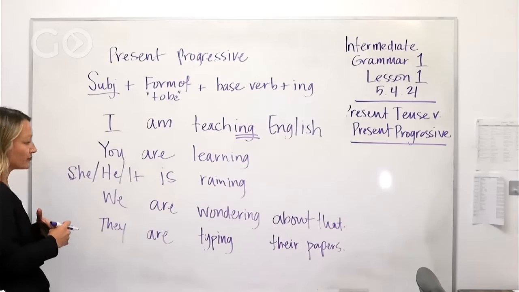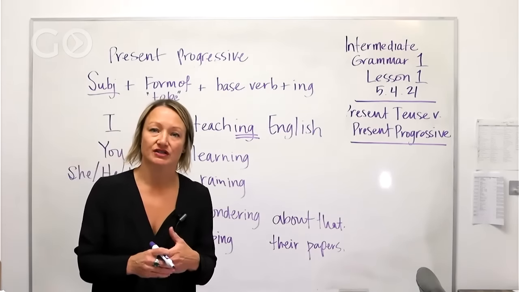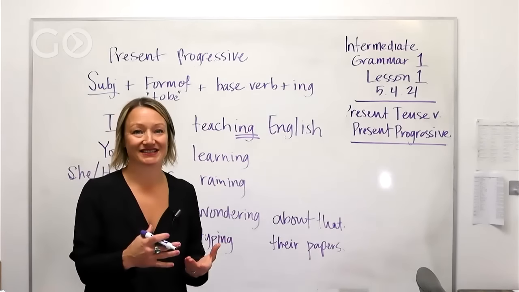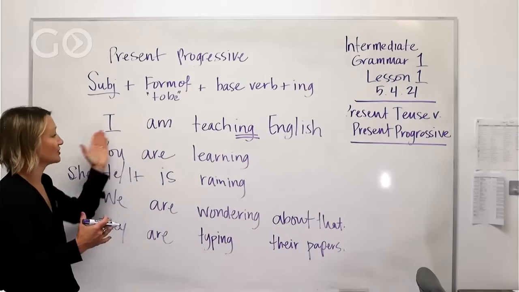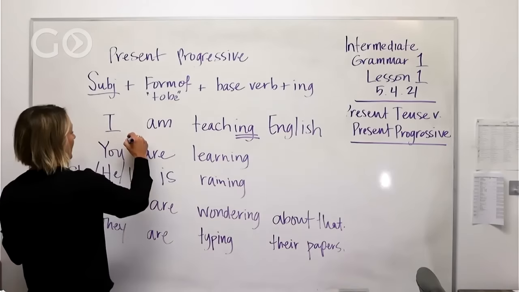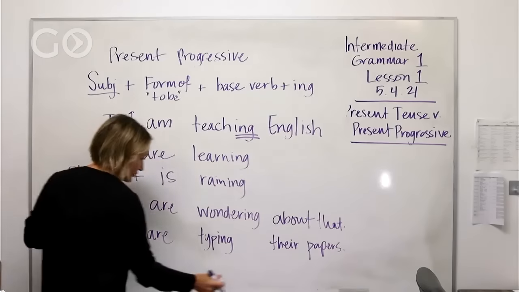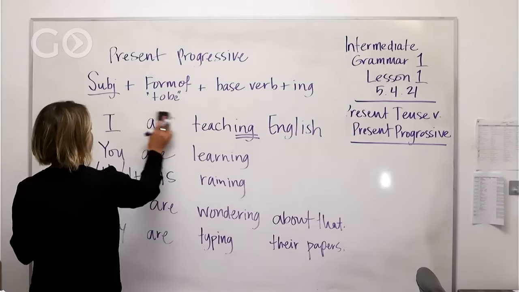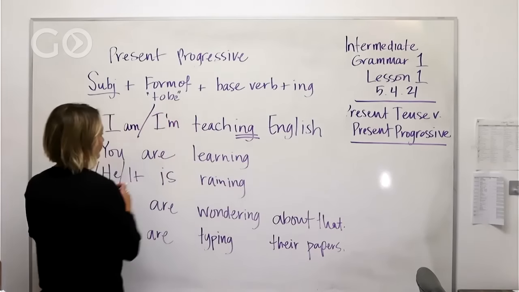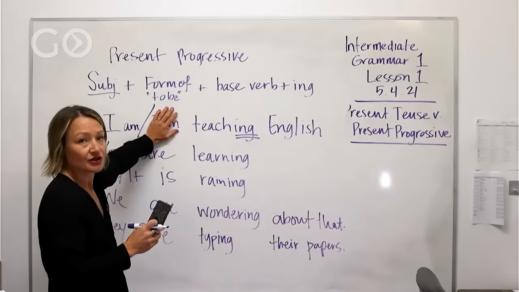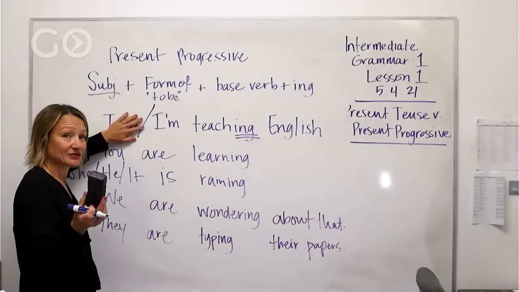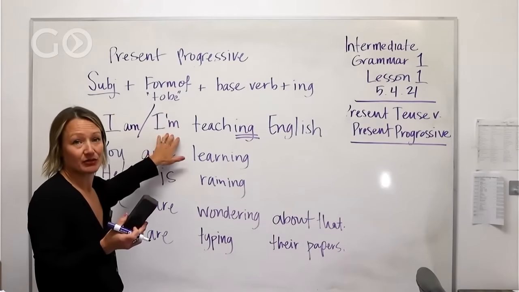Now, before we move on to looking at the negatives, I want to talk to you about a really important part of this tense, which is the contractions. Because what happens here, right? If you've got I am, we say I'm, okay? Let's put these closer together so I can squeeze this in here. So you can say I am teaching English, but what you're going to hear most American English people say is I'm. So we're going to cover this up and we're going to practice this I'm.